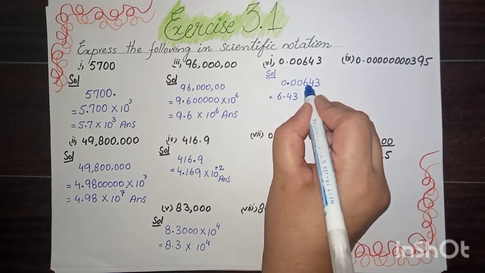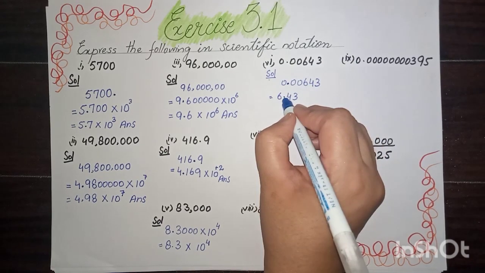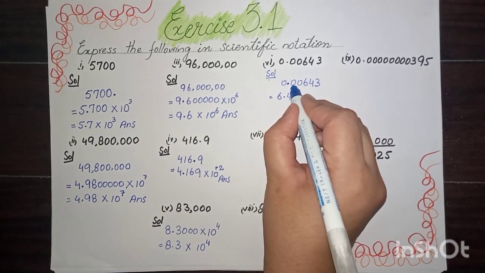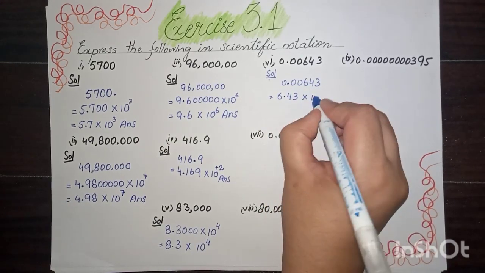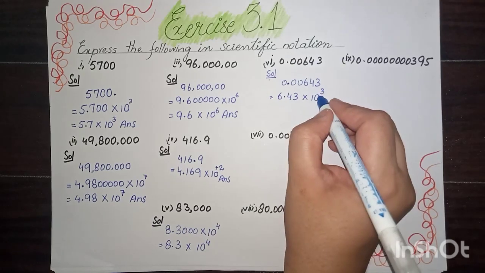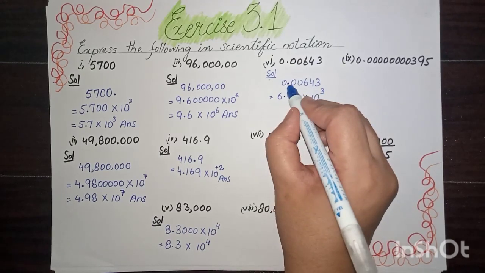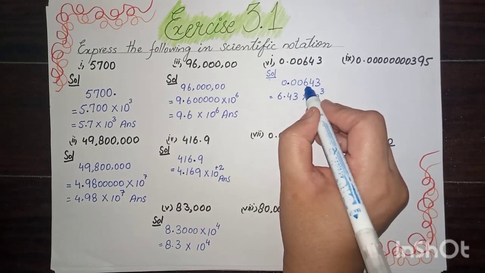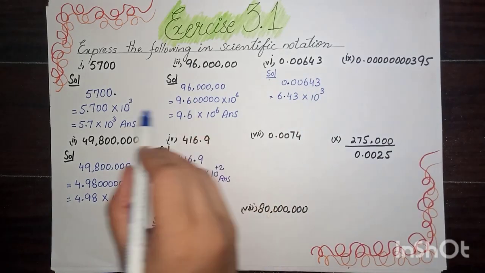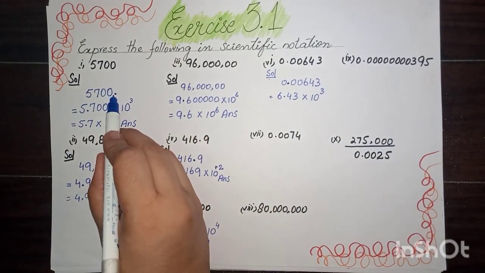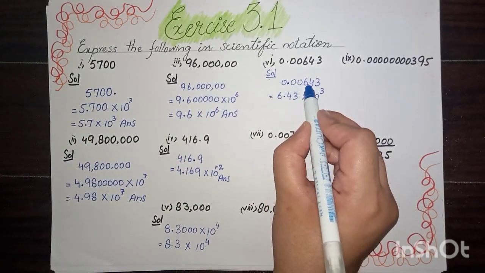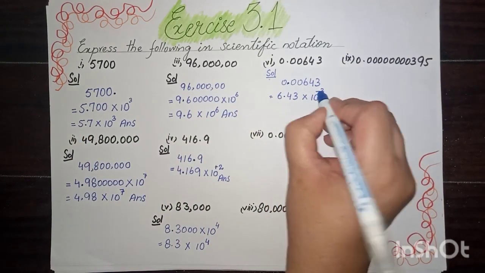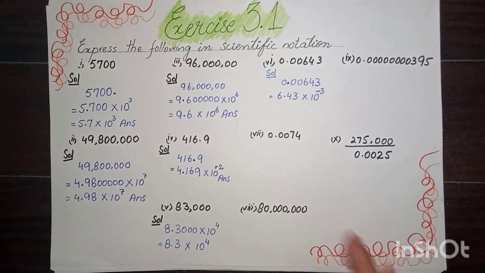Now how many numbers from this? After 6 I will place a decimal, so there are 1, 2 and 3 numbers. So I will write 10 raised to power 3. But this decimal point changed its direction. Here, right to left, now left to right. So I will place a negative sign with this.